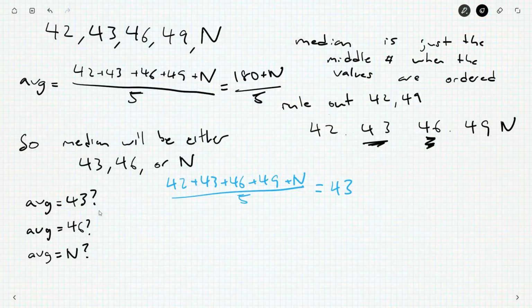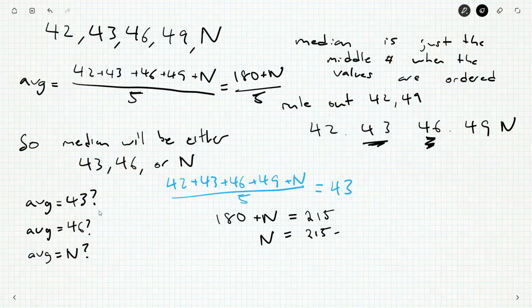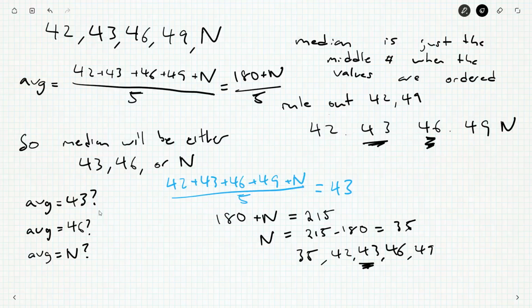Okay. So we have 180 plus n is equal to 215. I'll just double check that is the case. Yep, 215. So n would have to be equal to 215 minus 180, 35. Okay. So this would be a great value for n, but does that mean 43 would be the median? Well, if n is 35, we get 35, 42, 43, 46, and 49. You bet it is the median. So the average is equal to the median when n is 35.